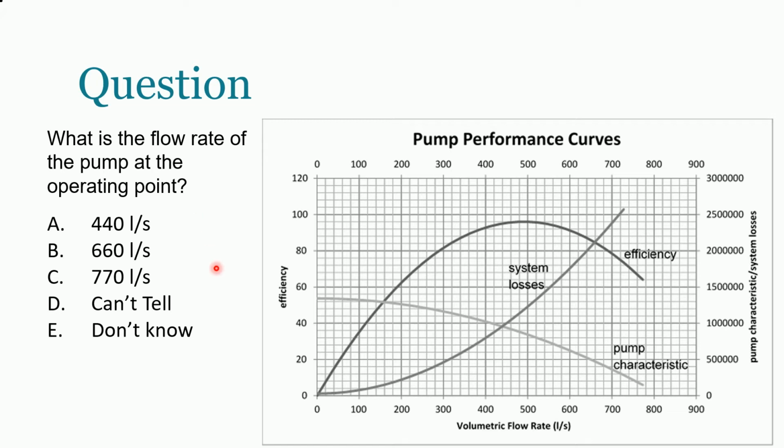So the answer is 440 litres per second. And the reason for that, if you think back to the lecture, is the operating point is where the pump characteristic curve and the system losses or pipe characteristic curve intersect. So this is where the two curves intersect, and therefore we read down onto the axis, and that gives us an answer of 440 litres per second.